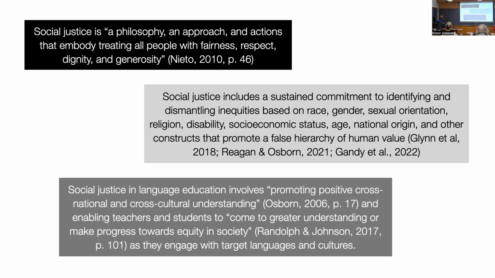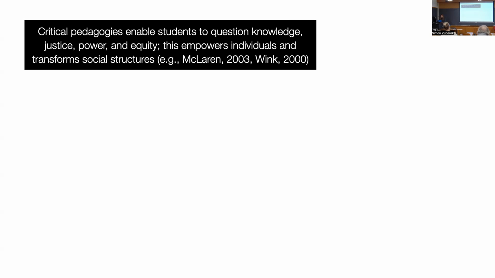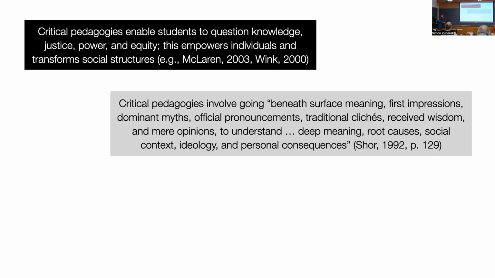So moving on, let's look at critical pedagogies, which is a way to enact this definition of social justice, or these definitions of social justice. So again, I'm going to start with a general definition and then move to something more specific related to language education. So we can say that critical pedagogies enable students to question knowledge, justice, power, issues of DEI. And in so doing, they can feel empowered and they can develop tools to sort of transform social structures, take action. To add on to this general definition, we can talk about critical pedagogies as going beneath the surface meaning of various issues, cliches, received wisdom, and so on, to gain deeper understanding, to understand root causes, social context, etc.